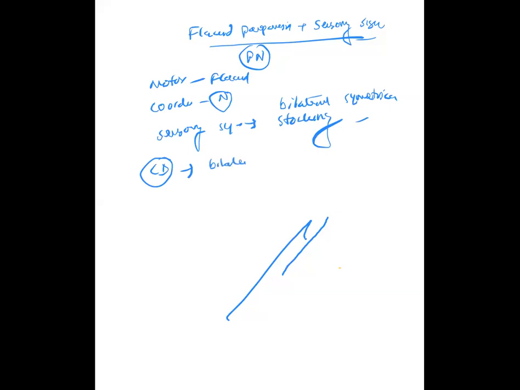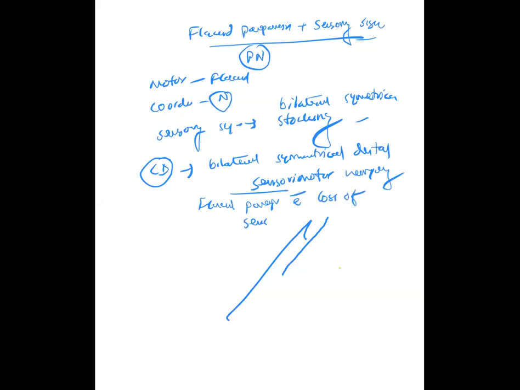So bilateral, symmetrical, distal sensorimotor neuropathy. Or a flaccid paraparesis with loss of sensation, loss of all modalities of sensation in a stocking pattern. So what is the diagnosis? This is a clinical diagnosis. So the main differentiation: this is actually a case of peripheral neuropathy.